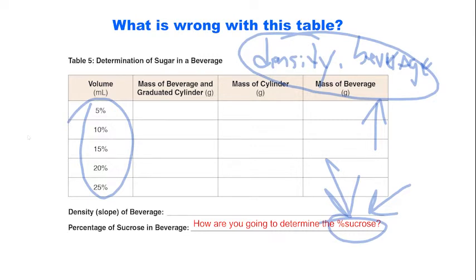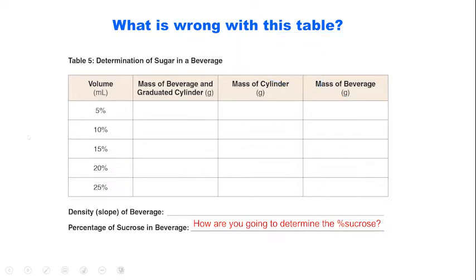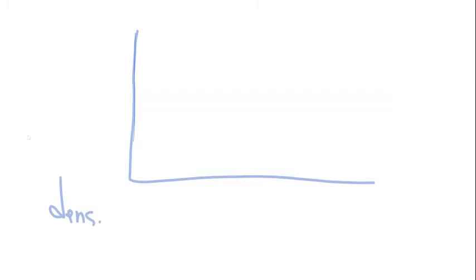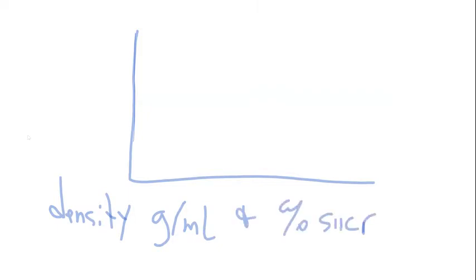I'll give you a hint. We need to make yet another graph. So what are we going to plot in order to determine the relationship between density in grams per mil and percent sucrose? How are we going to figure out what that relationship is?